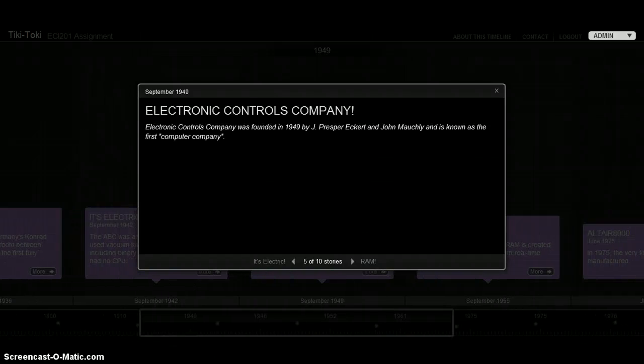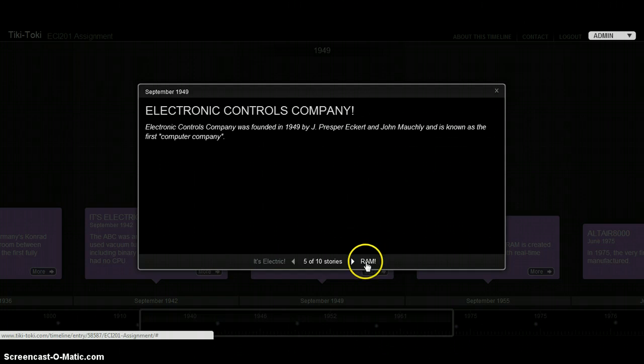The first computer company was actually Electronic Controls Company, and it was founded in 1949. This is considered to be the very first computer company. So no, it didn't begin with Gateway and Apple and all that stuff. So the ECC was the very first computer company.